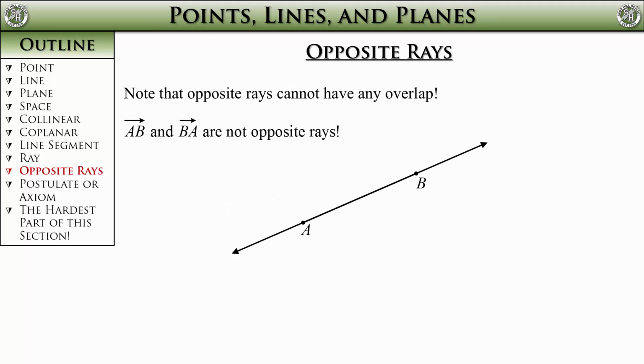One of the common errors students make with naming opposite rays is they don't find 3 collinear points and then they try to do something like this. Opposite rays need a common endpoint. They cannot overlap. These are not opposite rays, but I see students do it all the time, so be careful with that.